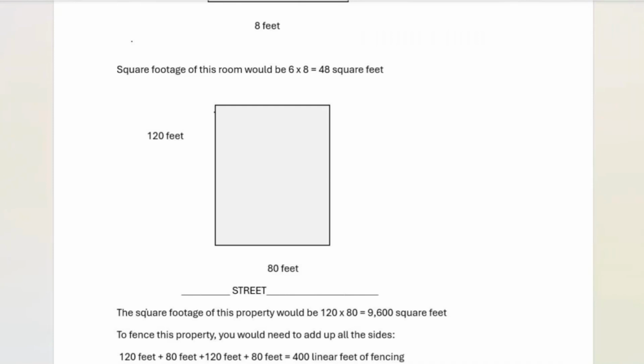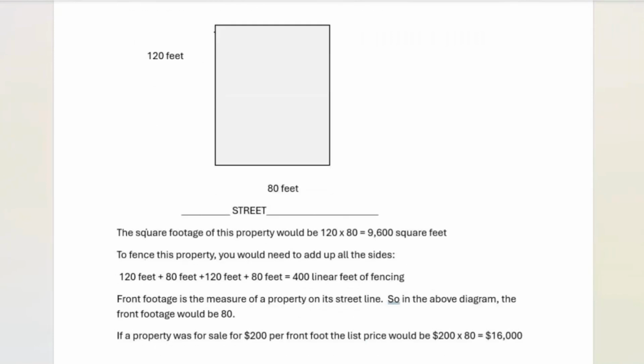If you were going to fence the property, you would need linear feet of fencing. So you would have to add all the sides up. So to fence this particular piece of property, you'd need 120 linear feet on one side, 80 feet on the other, 120 feet again, and another 80 feet. So you would need 400 linear feet of fencing.